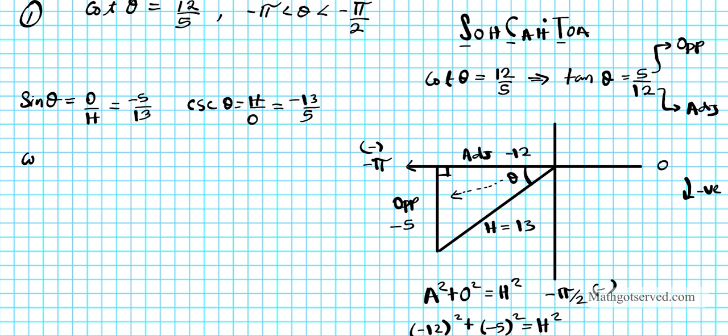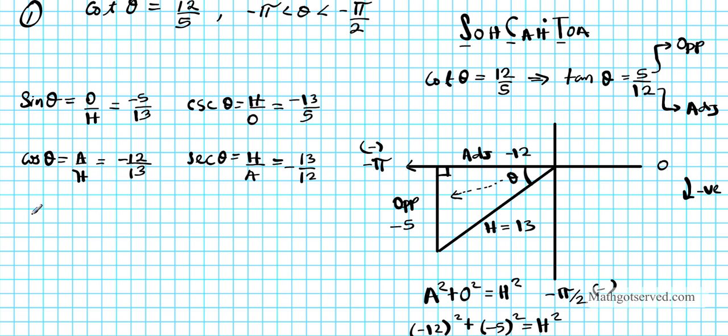CAH is cosine. Cosine theta is adjacent over hypotenuse. The adjacent is -12, and the hypotenuse is 13. The reciprocal of cosine is secant. Secant theta is hypotenuse over adjacent. Hypotenuse is 13, and adjacent is -12. So there goes your secant right there.